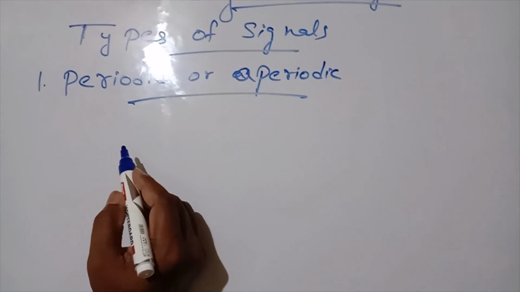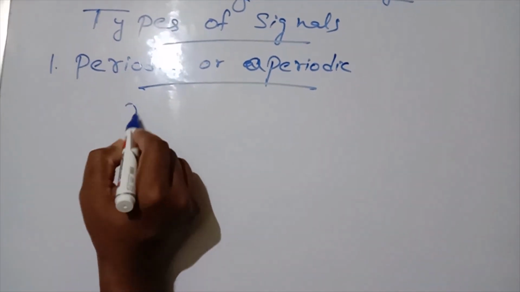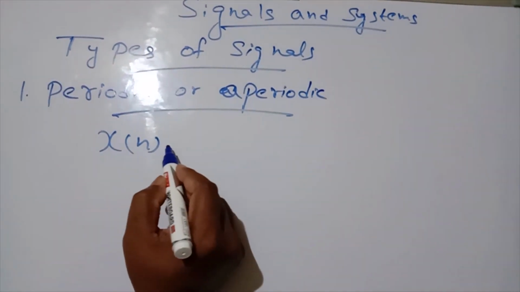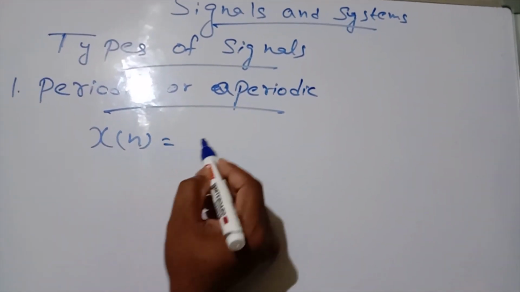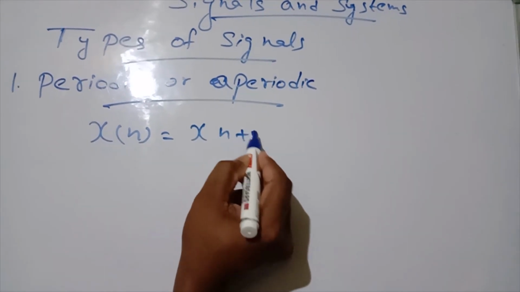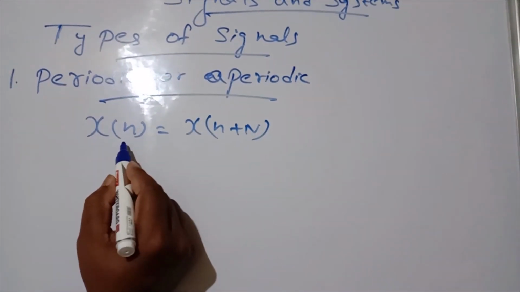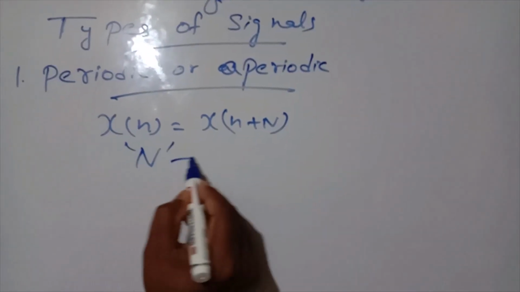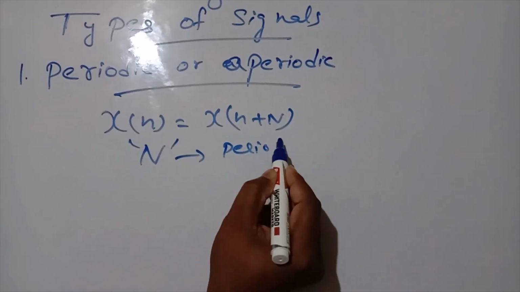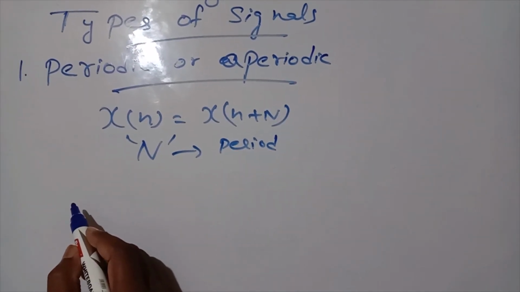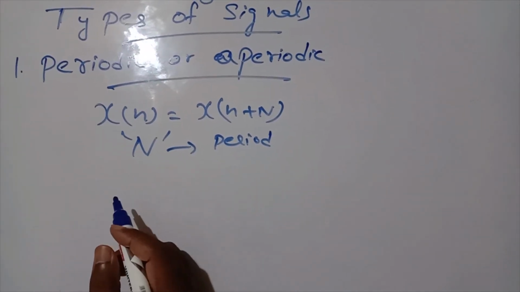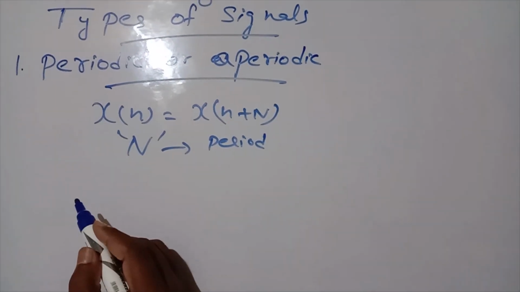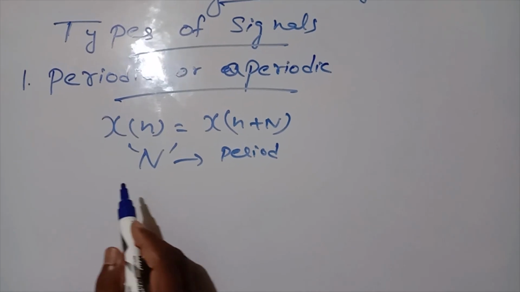Now consider the discrete time signal x of n. A discrete time signal can also be periodic if x of n is equal to x of n plus capital N. That means x of n should repeat for every period capital N, and it should be positive. This is a similar condition as in the continuous time periodic signal. The discrete time signal also satisfies the same condition.